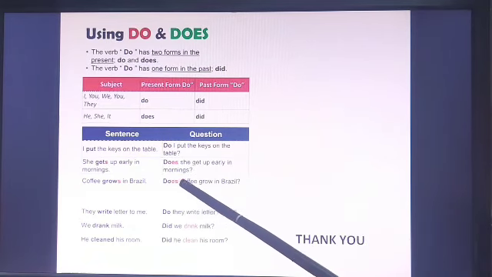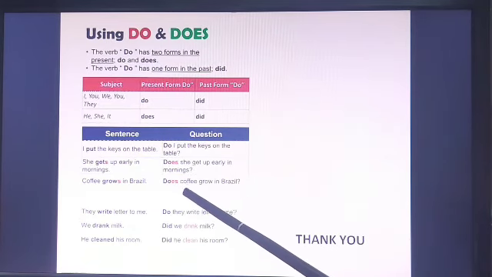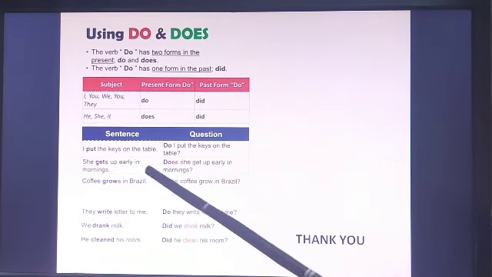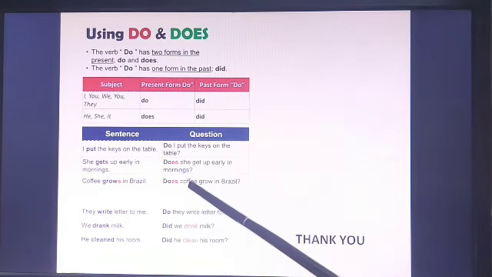Why do we use does with coffee? Because it is it. We don't know whether it's male or female. So it's it. So when it is it, we use does. So does coffee grow in Brazil? It will not be grows. Okay. When you change into interrogative, it will be does.